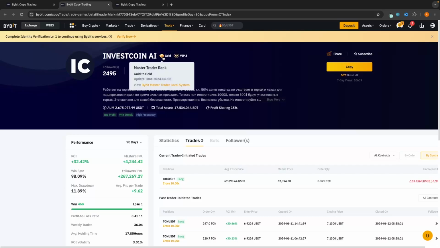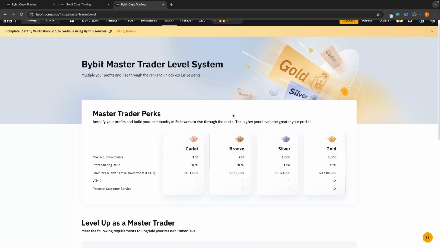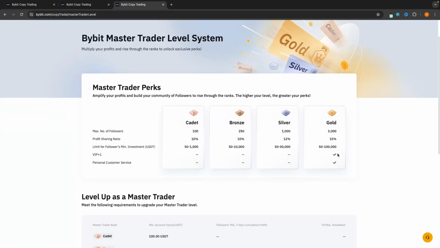We can also see the person's rank. So the trader rank right here is gold. And the way these ranks work is gold is the top level right here. So we have cadet, bronze, and silver. And the way that this works is the higher the level, so this gold, for example, is going to allow 3,000 people to follow it. If the trader has a silver badge, then he's only going to allow 1,000 people to follow him.